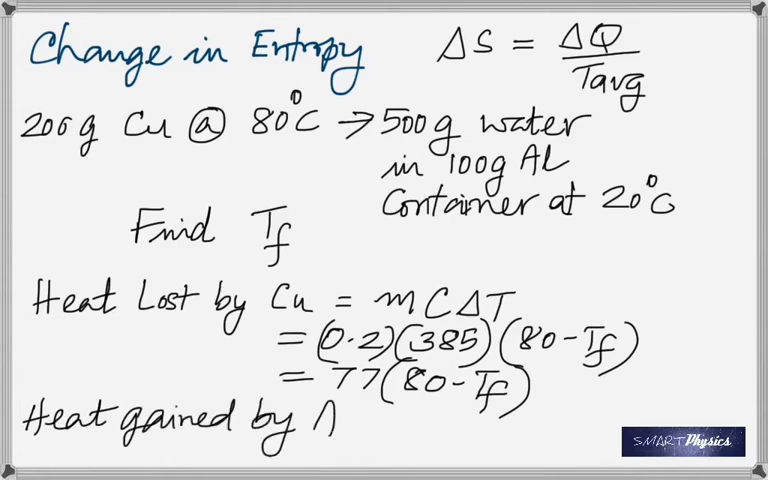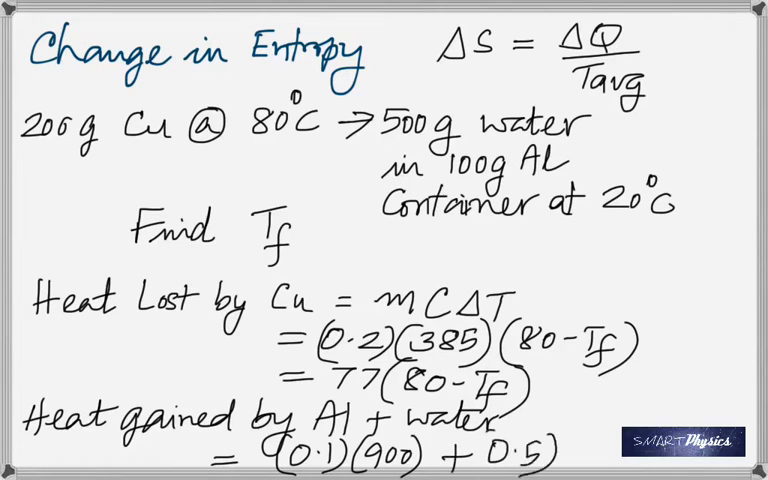And then heat gained by aluminum and water. I'm trying to write both of them together, because I know the change in temperature will be the same for both. And what would that be? What would the change in temperature be? TF minus 20, correct. So I'm taking the mass of aluminum, multiplying it with the specific heat of aluminum, plus mass of water with its specific heat, and then the whole thing is multiplied with TF minus 20.